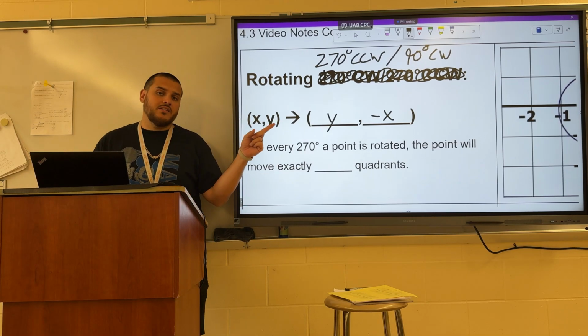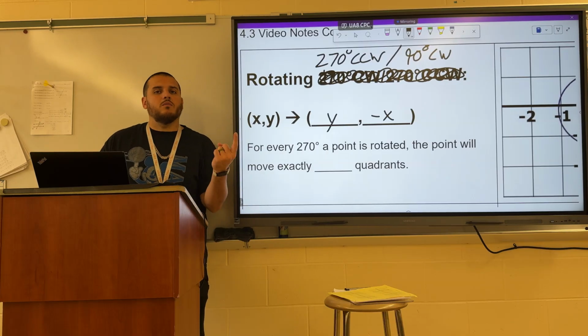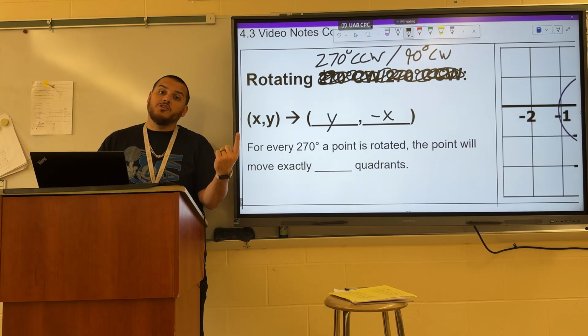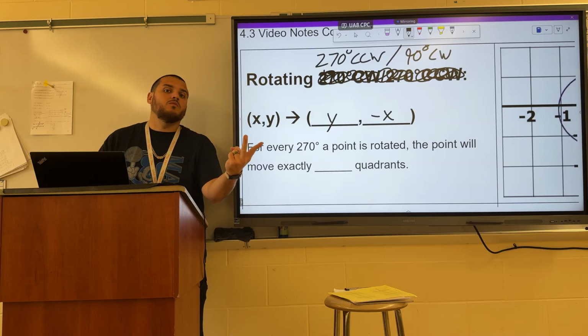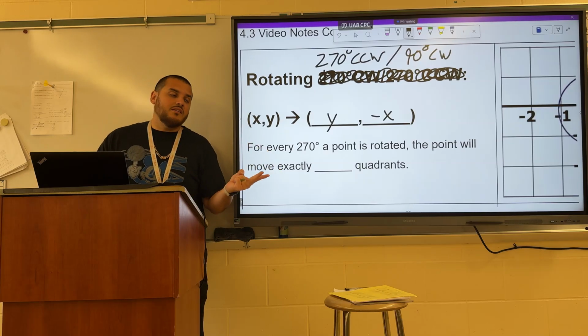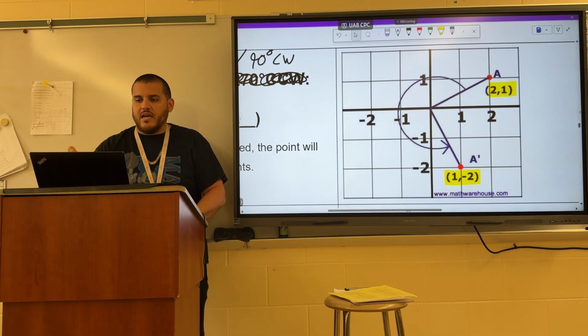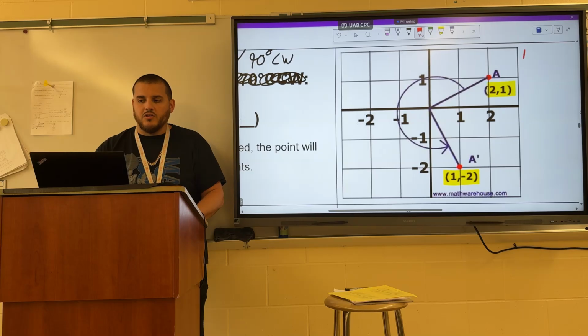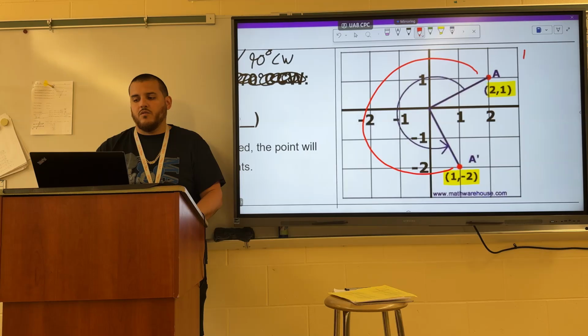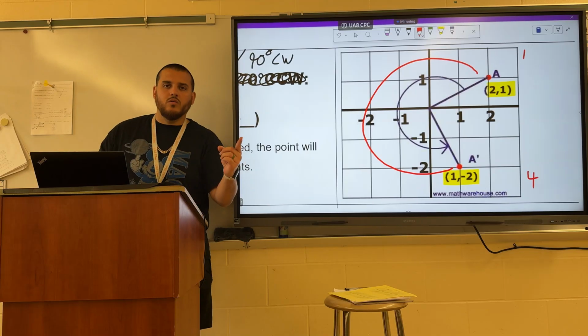Keeping in line with our patterns here, every 90 degrees we rotate moves 1 quadrant. So 180 is 90 twice, so 180 moves 2 quadrants. 270 is 90 three times, so we're gonna move 3 quadrants for every 270 we rotate. And we see that happened here. A started up here in quadrant 1, and it went past 2, past 3, ended up in quadrant 4 down here. It moved 3 total quadrants.